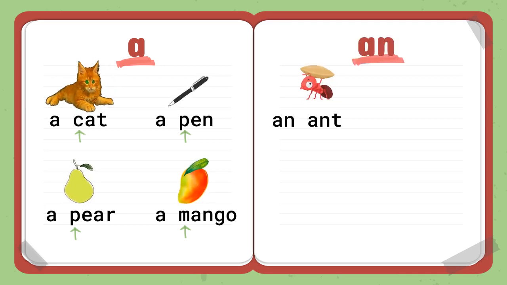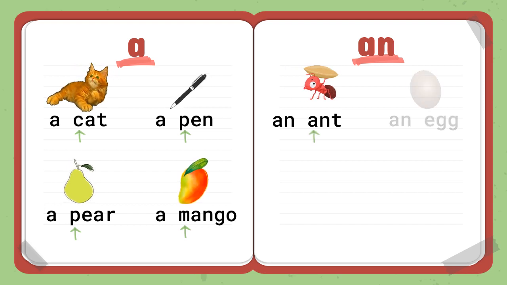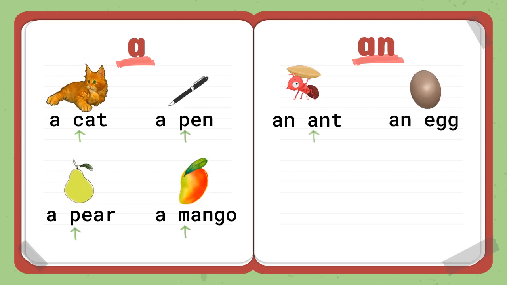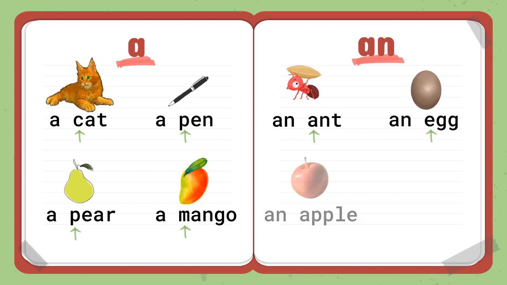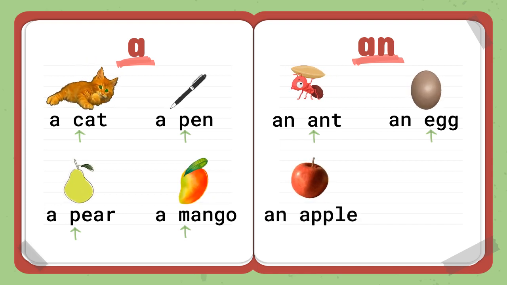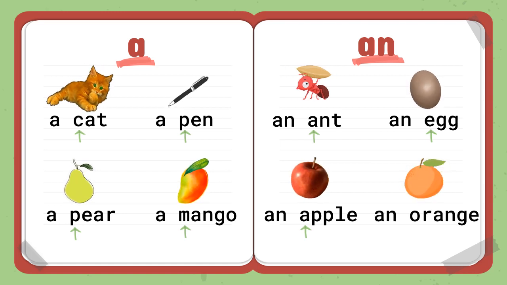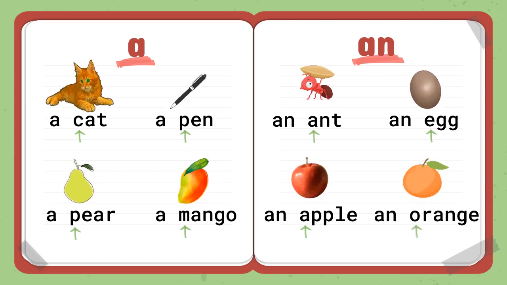An ant. Vowel A. An egg. Vowel E. An apple. The vowel is A. The last one, an orange. The vowel is O.